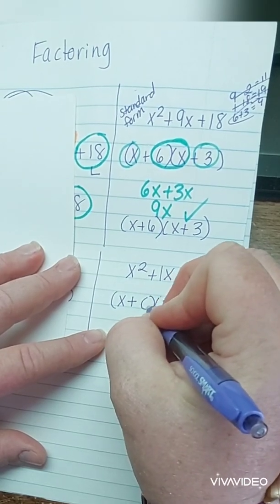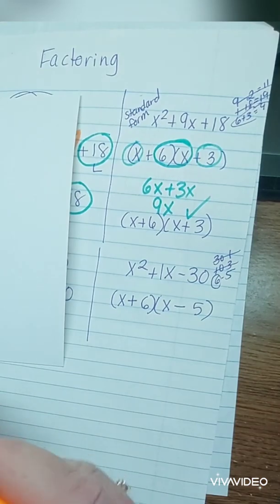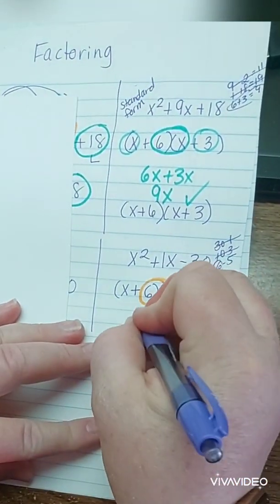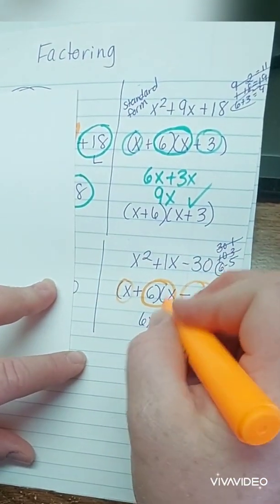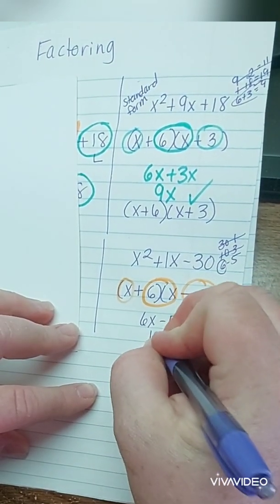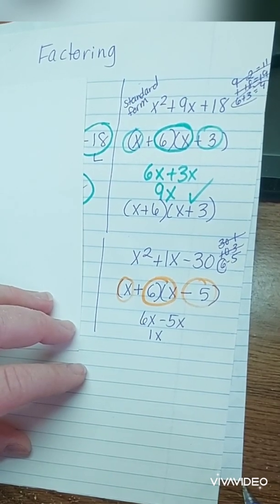So I want to put the 6 here and the 5 here so that I can check. 6 times x is 6x. x times -5 is -5x. And that gives me 1x, which is what I want. Okay.